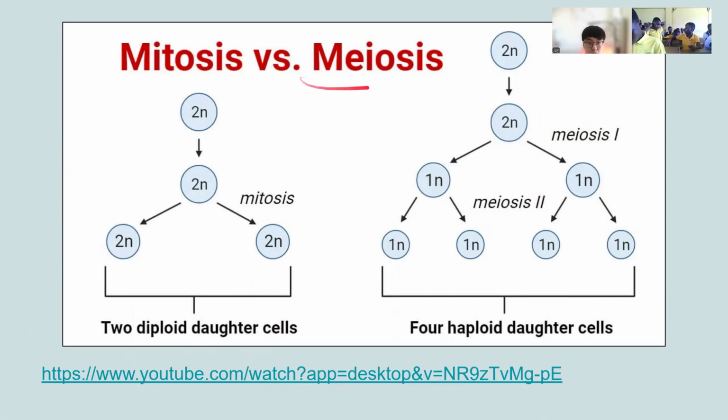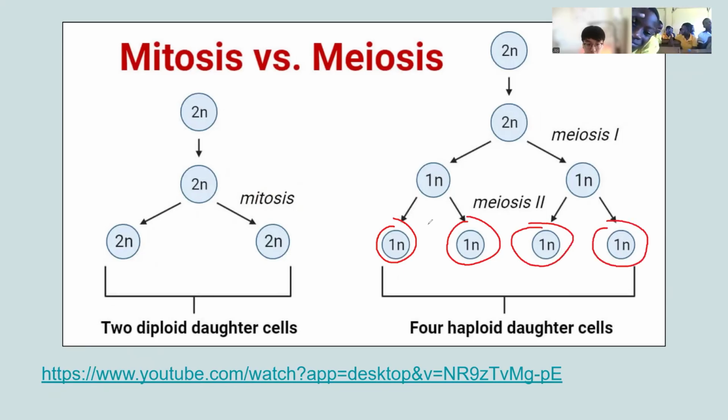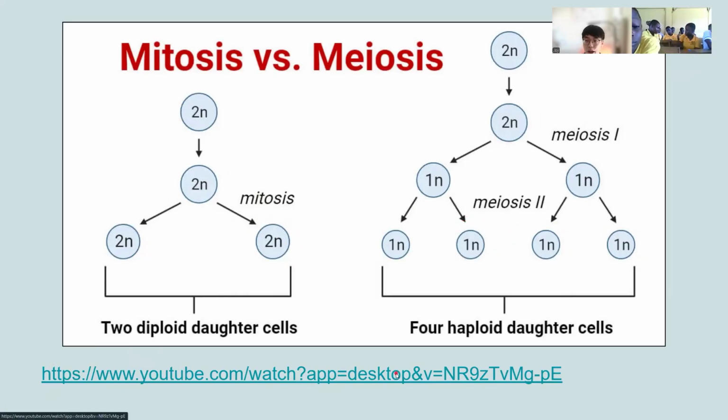So meiosis versus mitosis, these are the differences. Mitosis just directly splits into two diploids, the 2N meaning diploid and 1N meaning haploid. You can see meiosis produces four haploids, and mitosis produces two diploids. So let's look at this video really quickly to see how this happens.